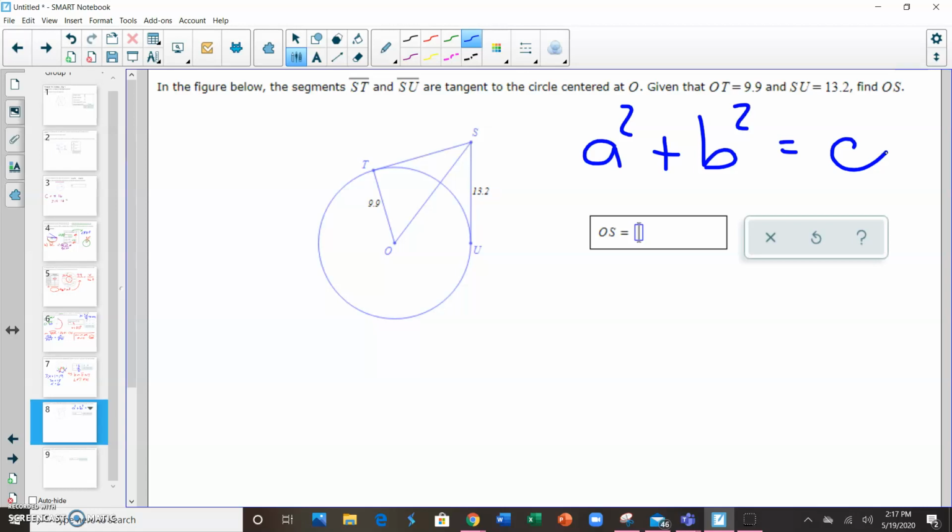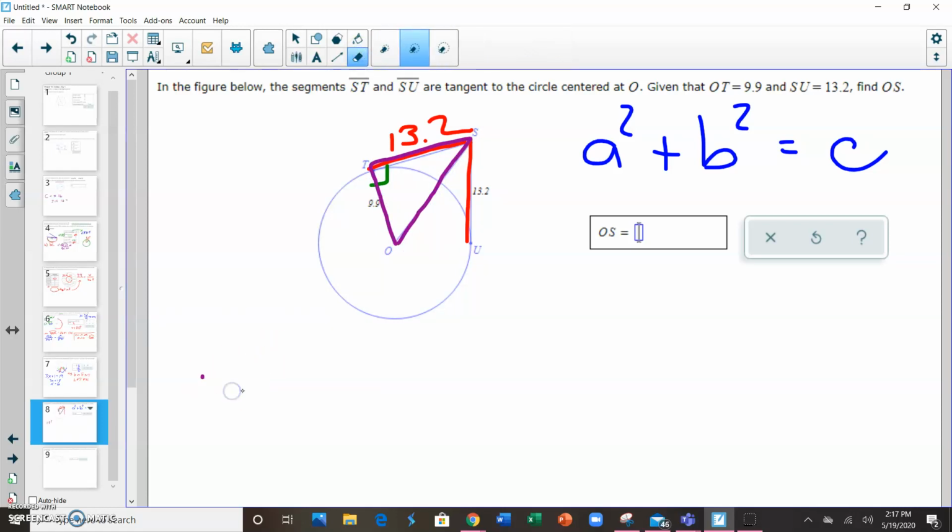All right, so in this one, if you have two points that are tangent to the circle, so this is tangent to the circle, and this is tangent to the circle, and those two lines converge at point S, that means that this length is going to be the same. So this is going to be 13.2. If it's tangent, that means that this is a right angle. So that means that this right here is a right triangle.